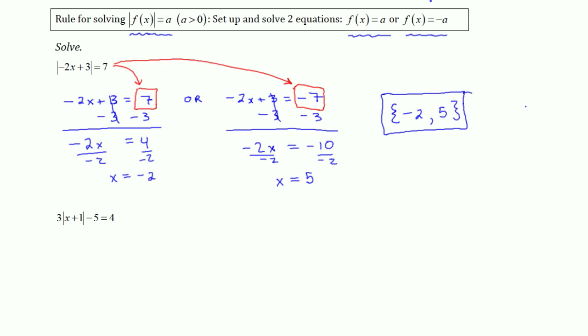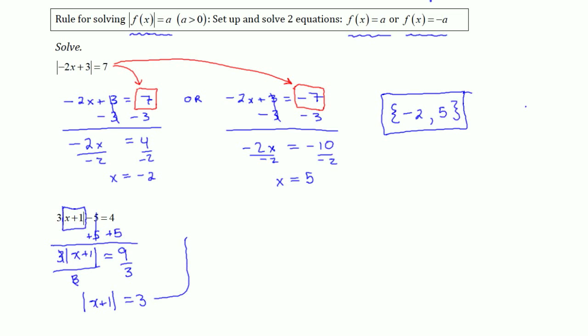Going on to the next one, we want to first isolate this absolute value. So I'm going to get it alone on one side of the equation before I can follow this model, because our rule says it has to be of this form, absolute value equals a number. So when I add 5 to both sides, that gets me 3 times the absolute value of x plus 1 equals 9. And then I divide both sides by 3 to get the absolute value of x plus 1 equals 3. At this stage, I am ready to go ahead and break this into two separate equations. x plus 1 equals 3, or x plus 1 equals negative 3.